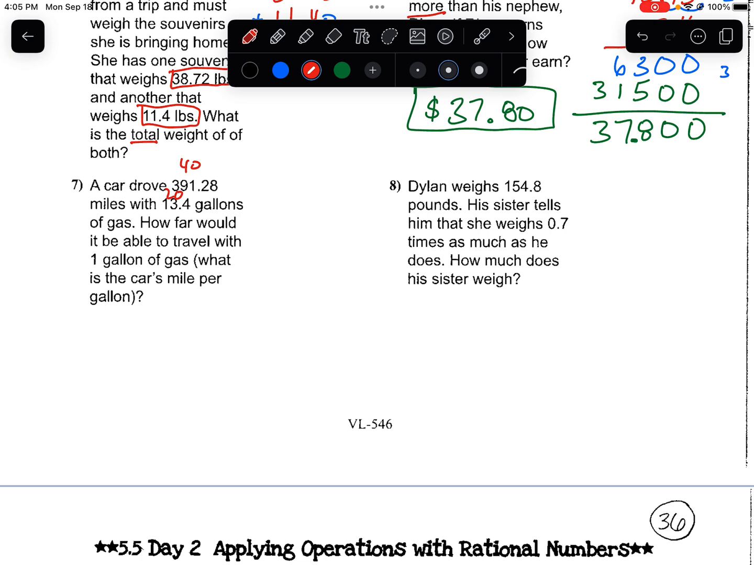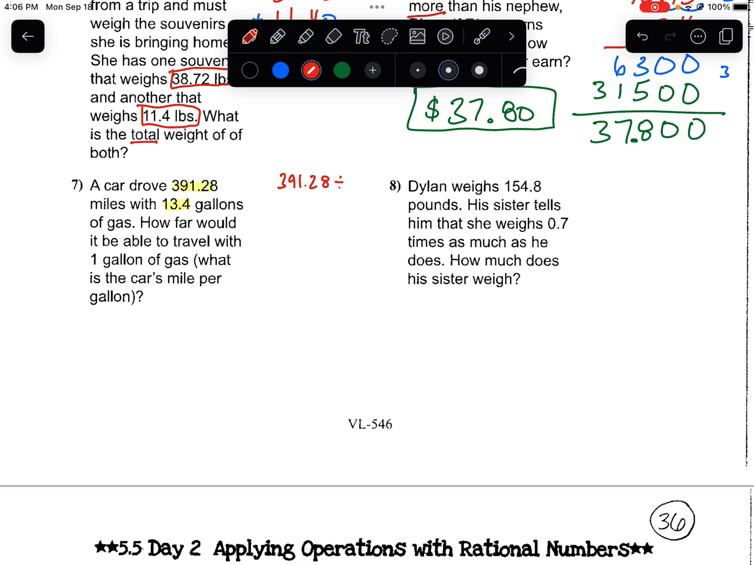Well, if it goes 40 miles with 20 gallons of gas, you're breaking this up into 20 pieces. Oh my goodness, if I'm breaking this up, you're dividing it evenly into 20 pieces. Oh, I'm using division, aren't I? And so you're dividing, what are we dividing? We're dividing this big number, this 40, into 20 small pieces. So instead of dividing 40, you're dividing 391 by 13.4. That's what we're going to do. We're dividing this big number by this little number.